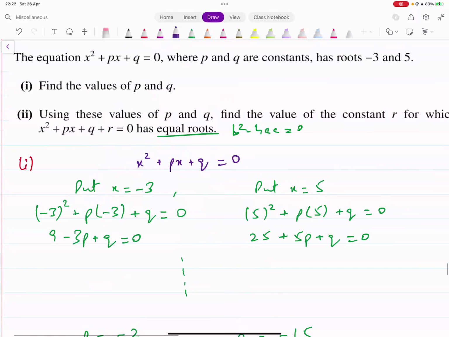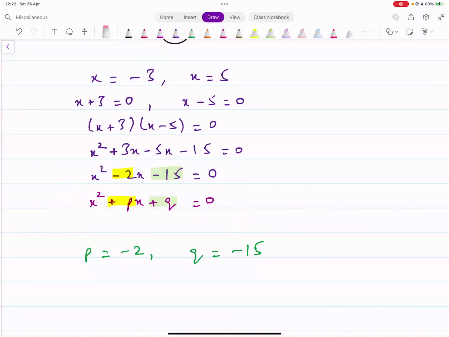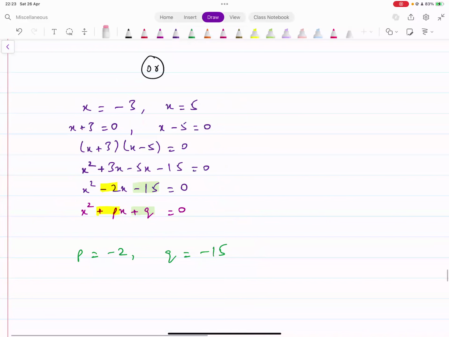Compare the two, you get the value of p, that's -2, and you've got the value of q, that is -15. That's another way to do this. That's much simpler. Now, there's a complication here that you could have.